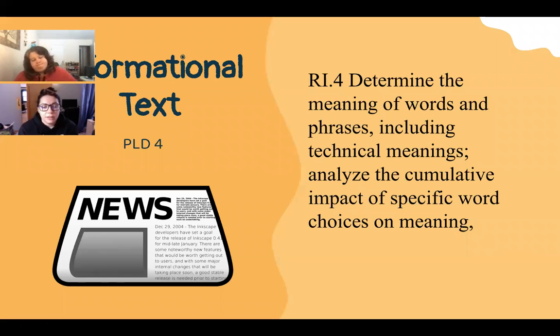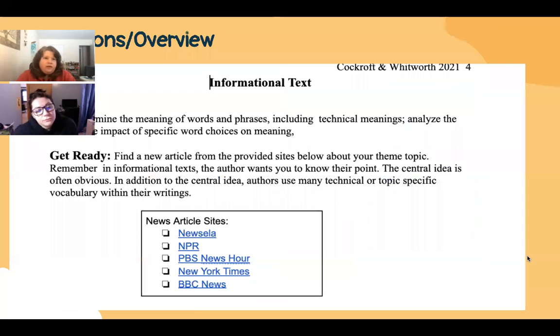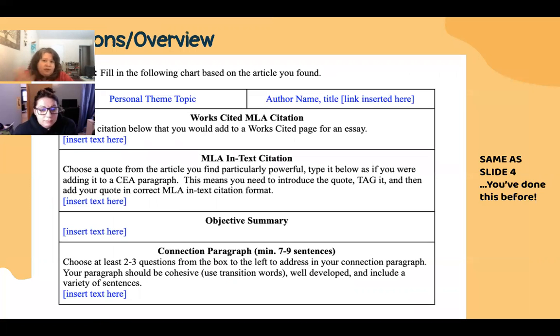So then you're going to do kind of the same thing with the informational text. So it's determine the meaning of words and phrases, including technical meanings, analyze the cumulative impact of specific word choice on meaning. So instead of the figurative, here we have technical. Same thing here, finding a new news article and you're using these sites, and you're looking for central idea, etc. You want to read it because you're going to have to make an objective summary, which is the same thing here. We didn't do this one for you because it's the same thing, except it's with a news article.